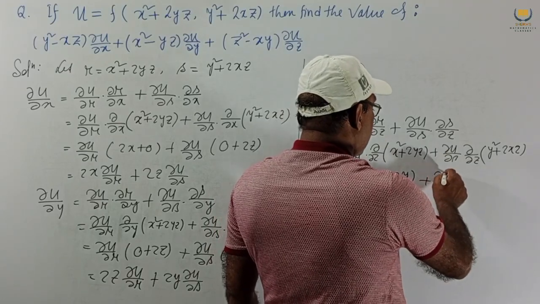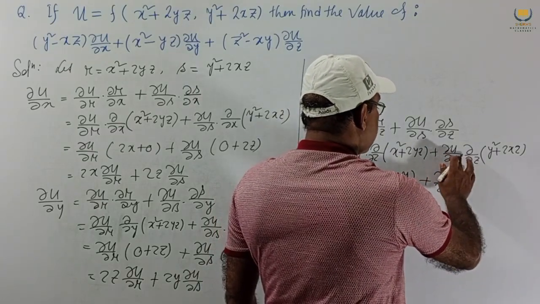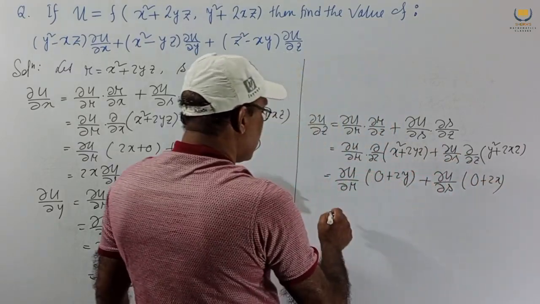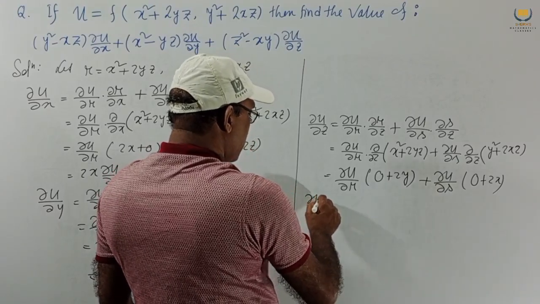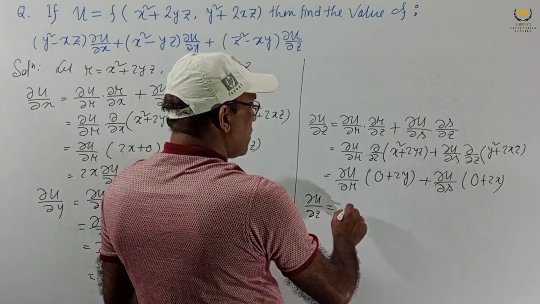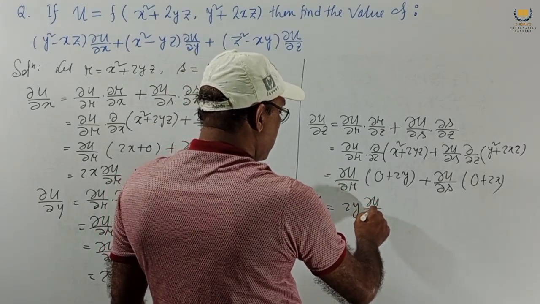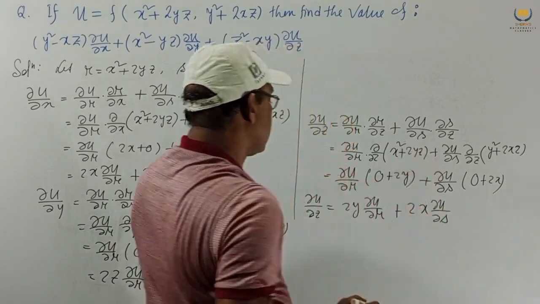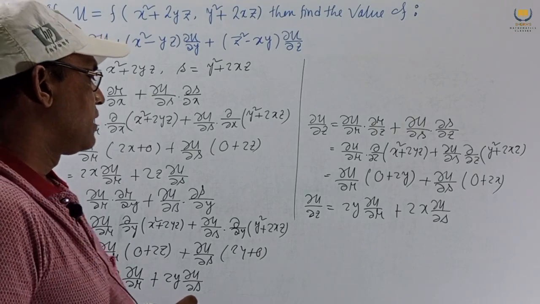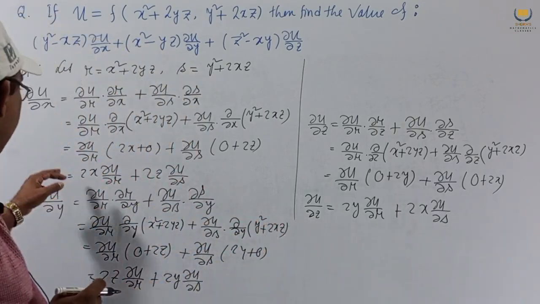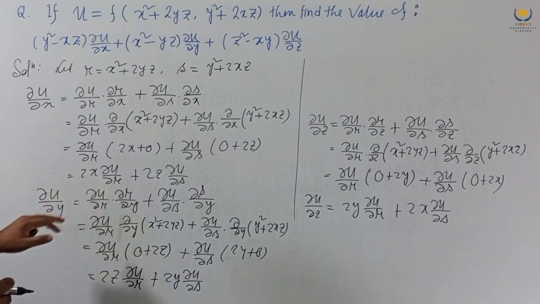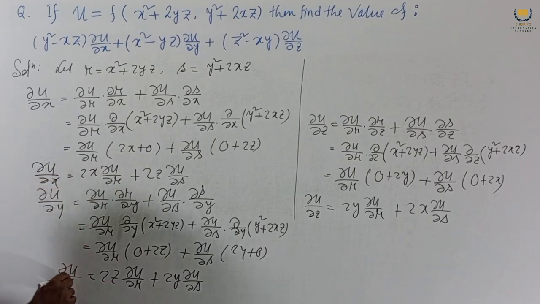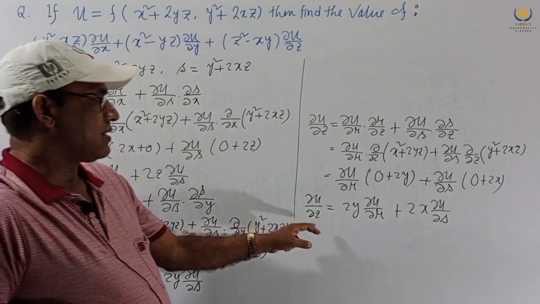∂z is 1. ∂u/∂s. And this is 0 plus twice x. Now finally we get ∂u/∂z equal to twice y ∂u/∂r plus twice x ∂u/∂s. We get this one. This is the value of ∂u/∂x, this one. ∂u/∂y, this one. And ∂u/∂z, this one.